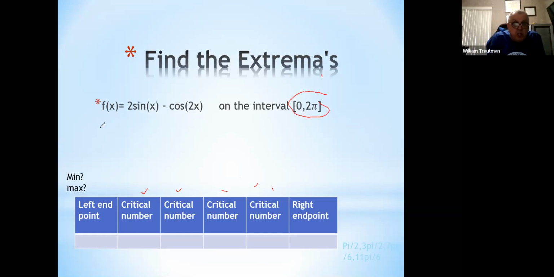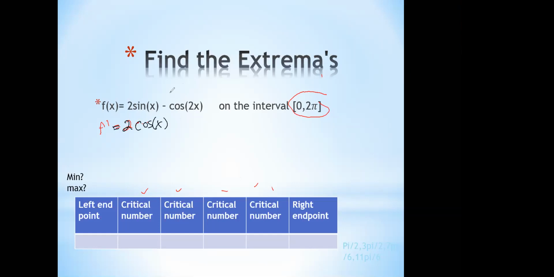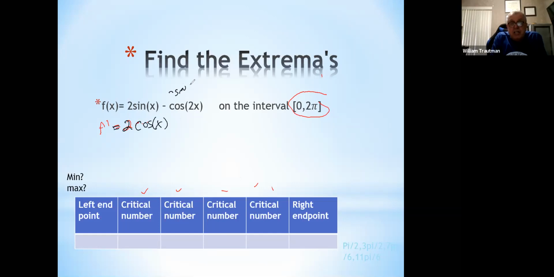So to find the critical numbers, you take the first derivative. Derivative of sine is cosine x. What's the derivative of cosine? Negative sine. Yeah, negative sine.